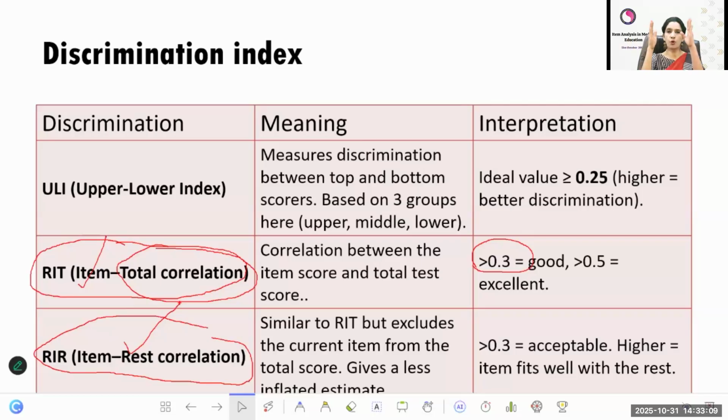Item total means the total score and that particular item; you test the correlation. Item rest means from the total you deduct this particular item's score, which is the rest, and this item. Again, the value is the same: more than or equal to 0.3 is acceptable, but a higher one tells that it is matching with the rest of the items.